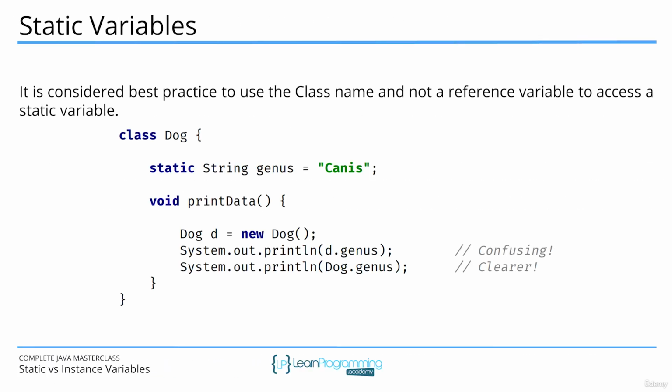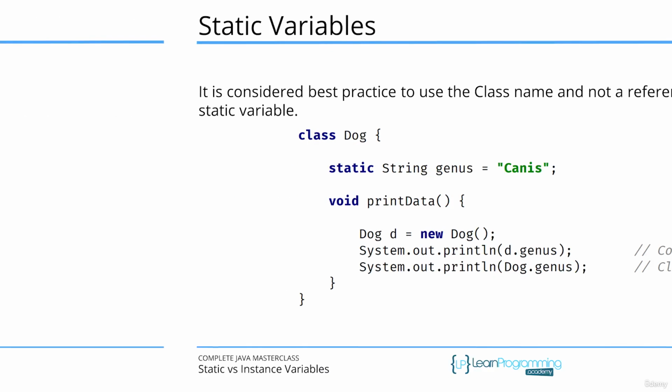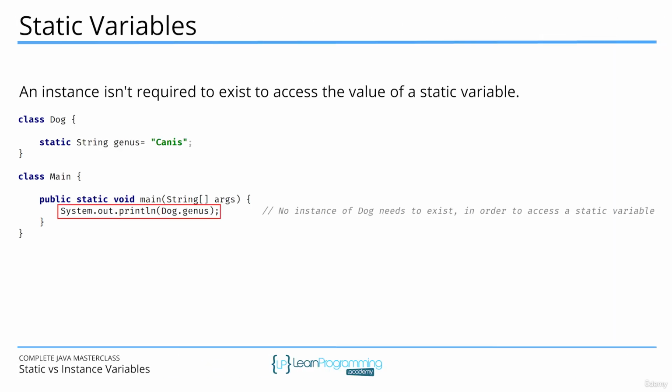It is considered best practice to use the class name and not a reference variable to access a static variable. This makes it clearer that the variable is associated with the class and therefore not stored with the instance. An instance isn't required to exist to access the value of a static variable.